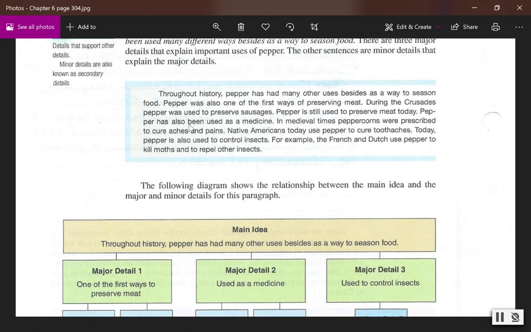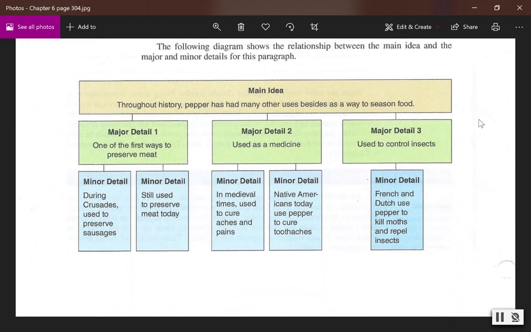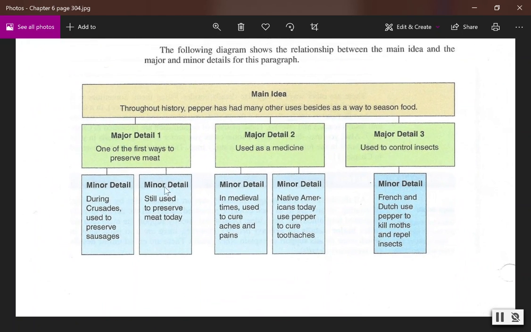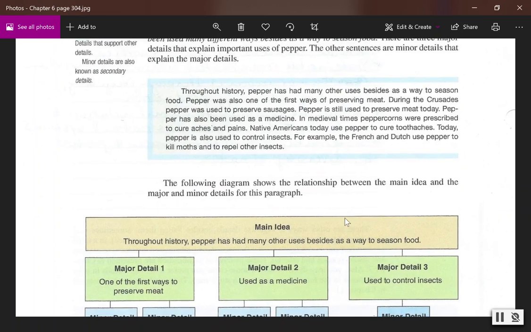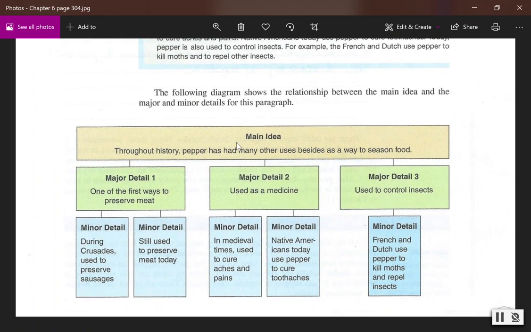So here we have this paragraph, and we've taken this paragraph and used the same chart to show the difference between the major and minor details. So the first sentence is our stated main idea. Throughout history, pepper has had many other uses besides as a way to season food. So we could change it into a question: what other uses can pepper be used for besides food? Okay, we have 3 uses for that.